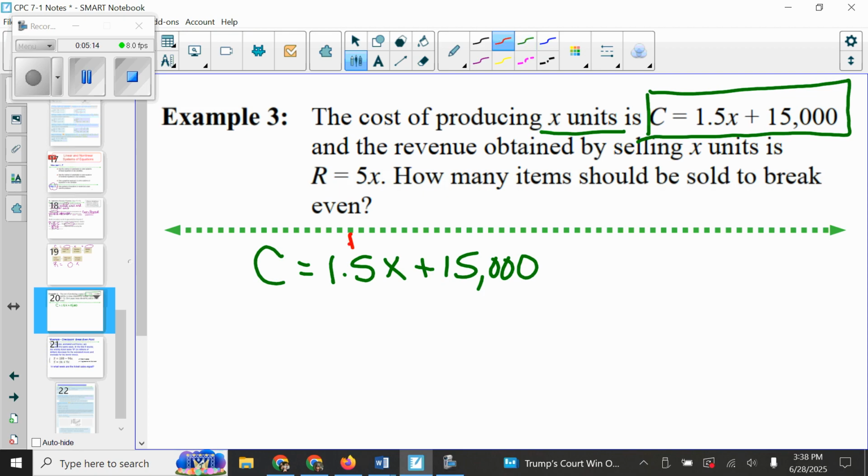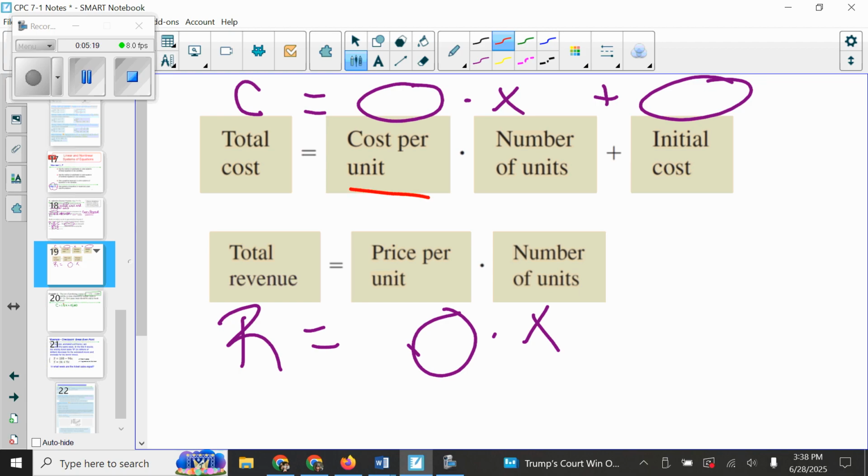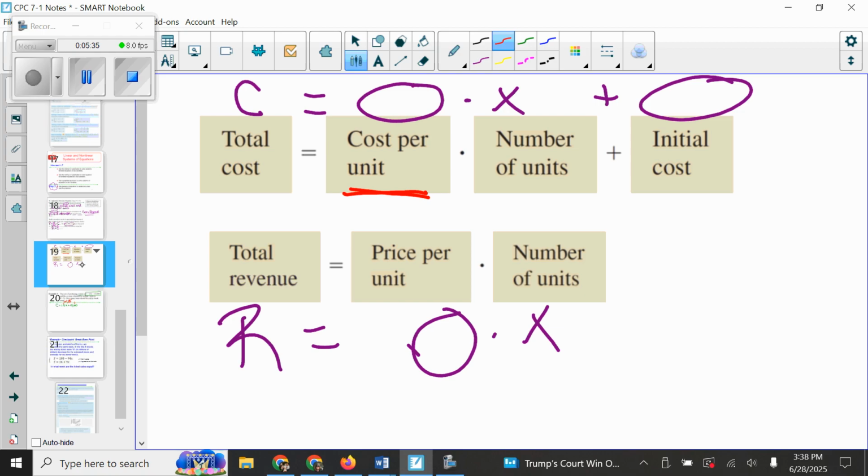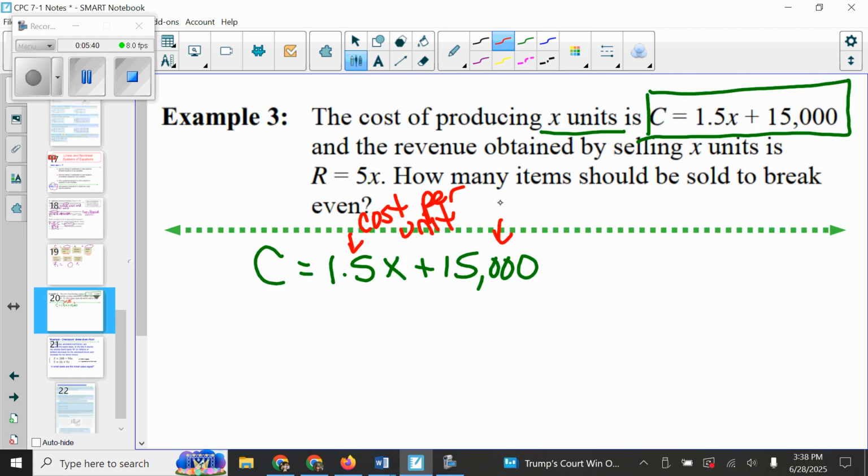Well, if X is the number of units, this 1.5 is, looking back at our model, the cost per unit, like how much does it cost to make that item? So taking a look at that equation, that'd be $1.50, whether that's materials, electricity, whatever it is to produce it. The 15,000 then, what would that be? That would be the initial cost, the startup cost. That might be buying the machinery to produce it, whatever it is. Sometimes they say that. So we have our cost function.